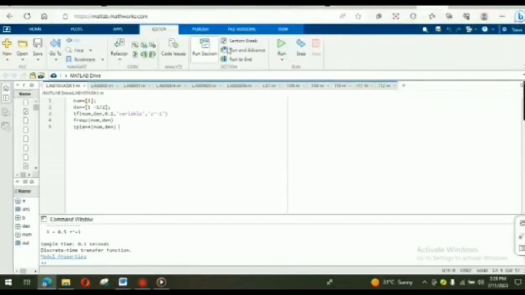And in this lab, the first lab task is we have to design a low pass filter. This is our code, and let's run this code.